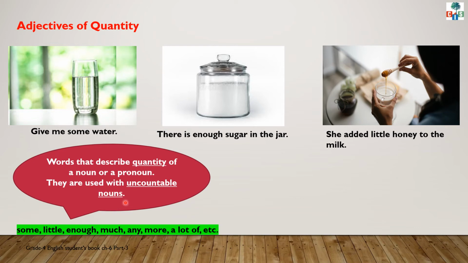Yes, children. Adjectives of quantity are used with uncountable nouns. See, water, sugar, honey, all these nouns are uncountable nouns. So, words like some, little, enough, much, any, more, a lot of, etc. are used as adjectives of quantity.